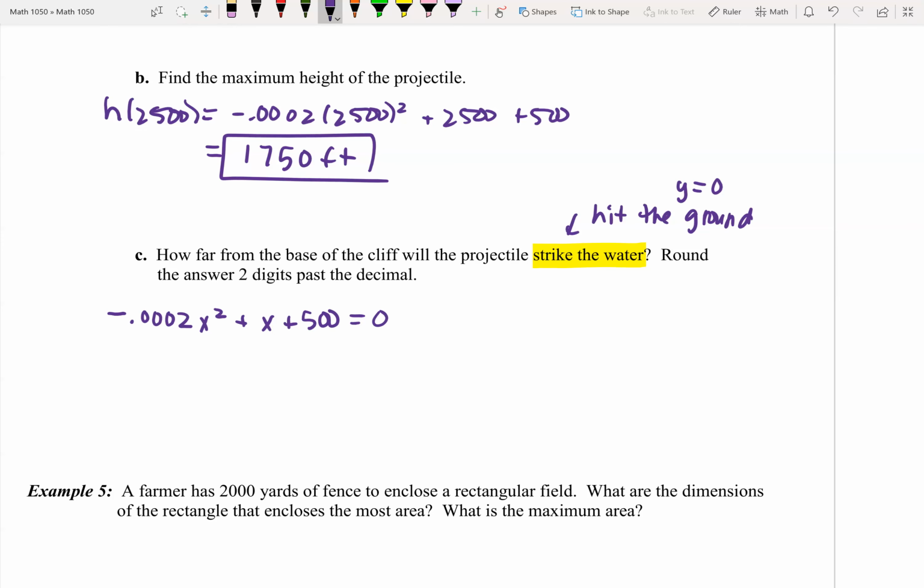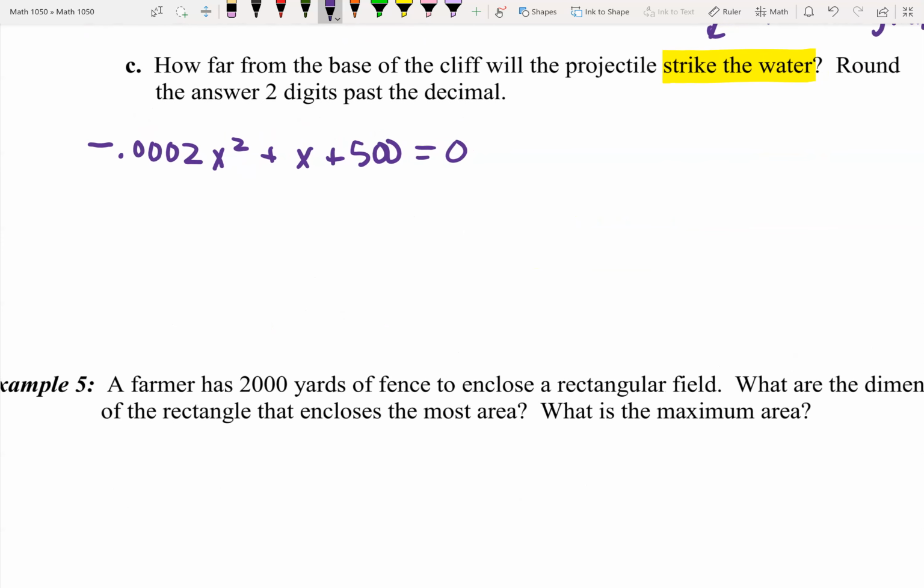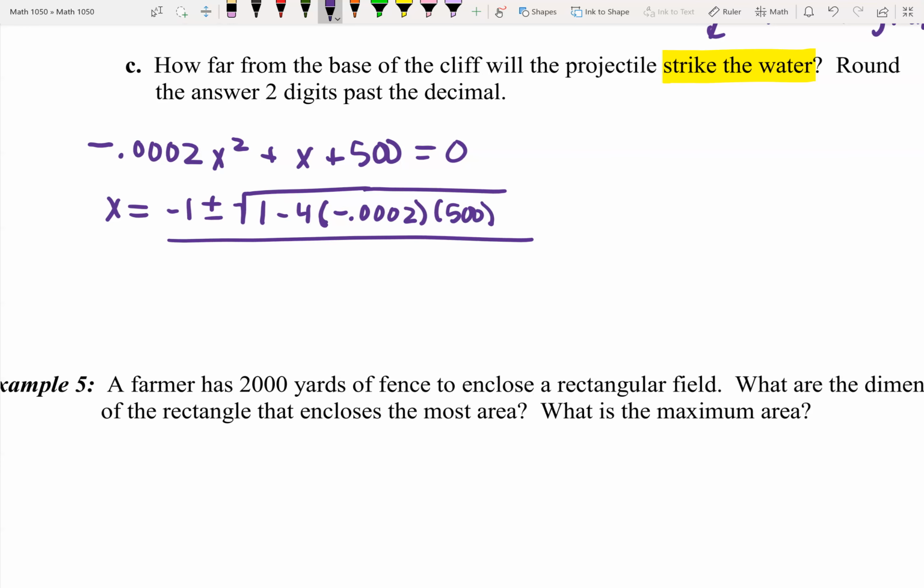If you didn't follow me on the calculator stuff, now's your chance to follow me, okay? So stick close, okay? Okay, here we go. Everybody go, x equals. B is 1. Negative b is negative 1. Plus or minus the square root of 1 squared. Please just write that as a 1. Minus 4 times a, which is negative 0.0002, times c, which is 500, all over 2 times a, which is negative 0.0002.